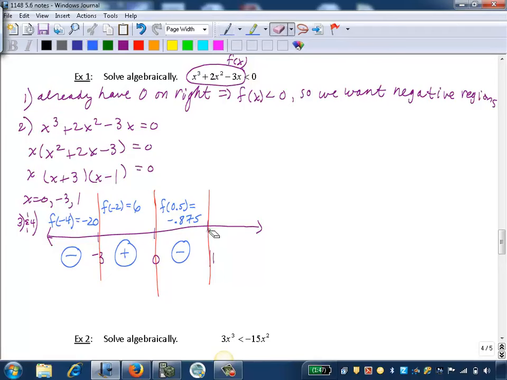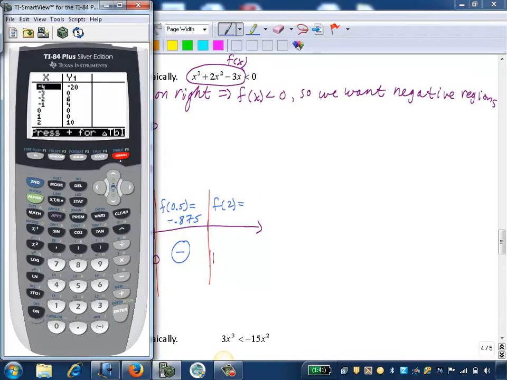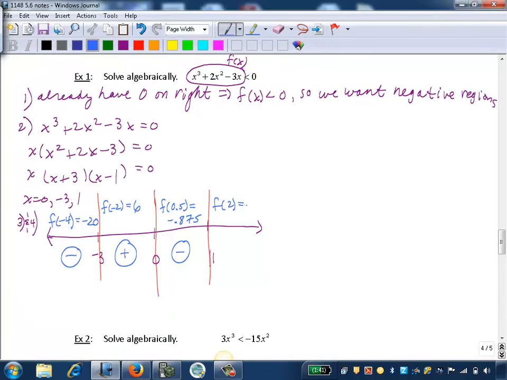And then finally, we want the region from 1 to infinity, so anything greater than 1. I'll choose a 2 here, so I want to find f of 2. So again, if I go onto the table, or I could calculate it here. When our x value is 2, our y value is 10. So we'll write f of 2 equals 10. And what's important is that it's a positive number, so we'll label this region a positive region.